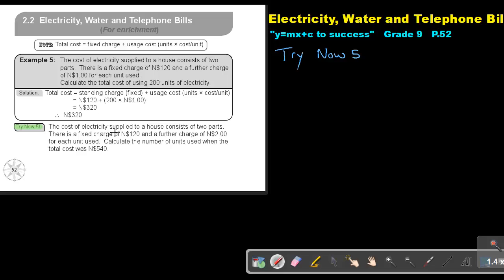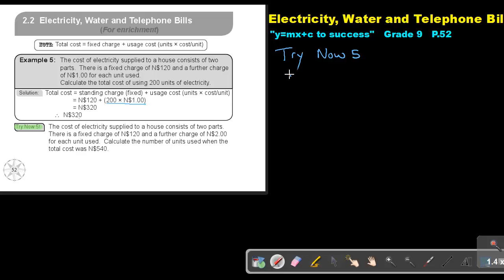The cost of electricity supplied to a house consists of two parts. There is a fixed charge of 120 and a further charge of $2 for each unit used. Calculate the number of units used when the total cost was 540. This is a bit more interesting. So they are giving you the answer. Now, to find that part, I will subtract the 120.